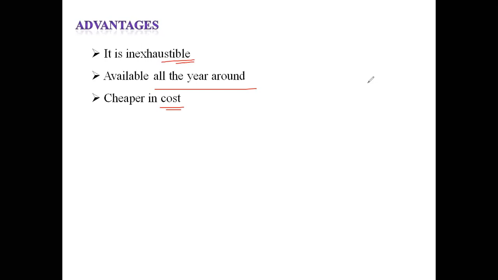And no fuel is required. In the conventional power plant, for the thermal power plant the fuel requirement is coal. In the nuclear power plant, the fuel requirement is uranium, thorium and plutonium. But in the geothermal power plant, there is no need for fuel. Due to that, the transportation cost is minimized and the running cost is also less.